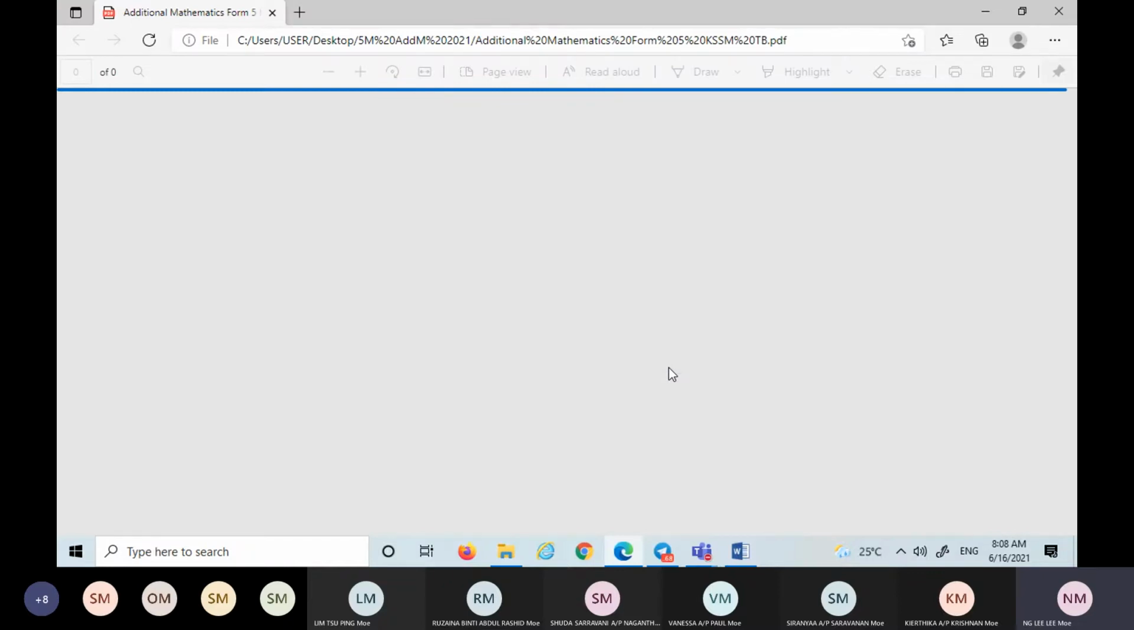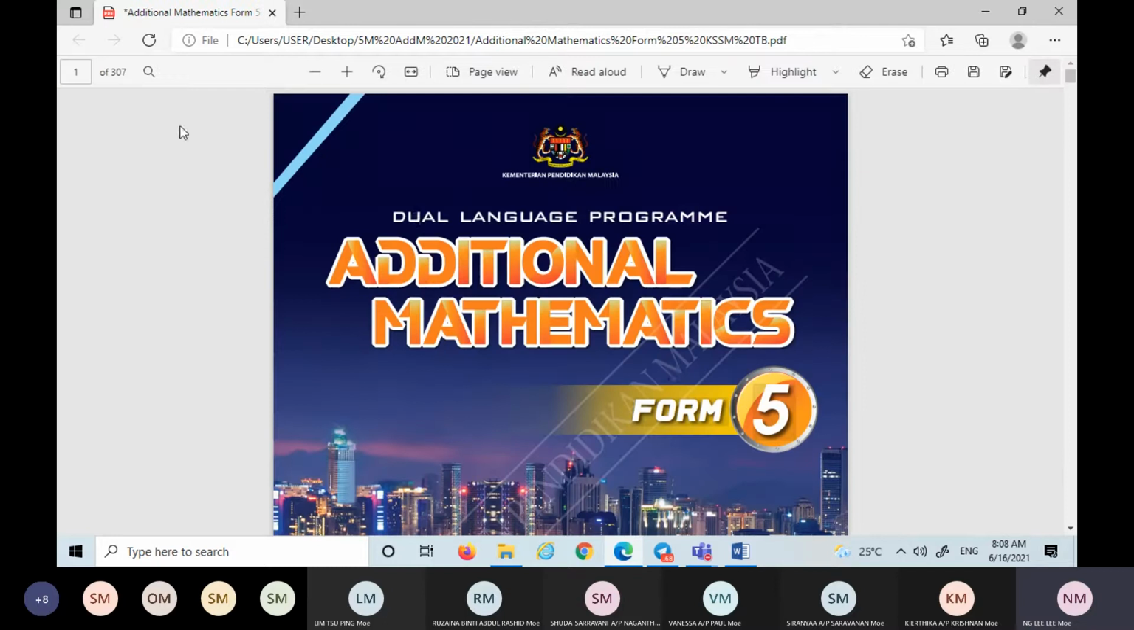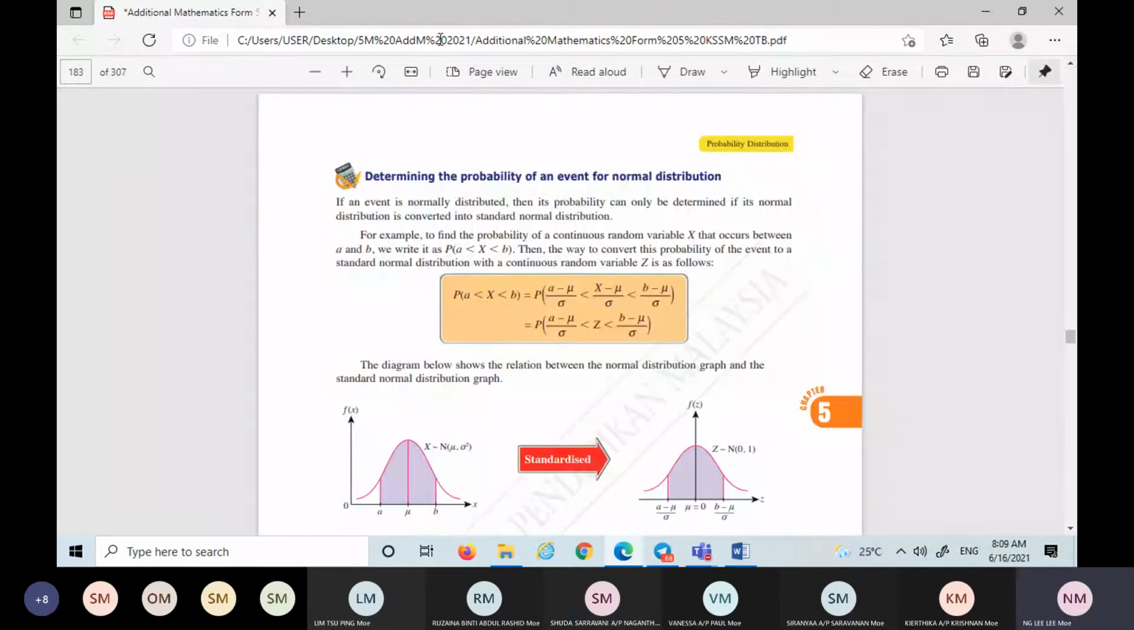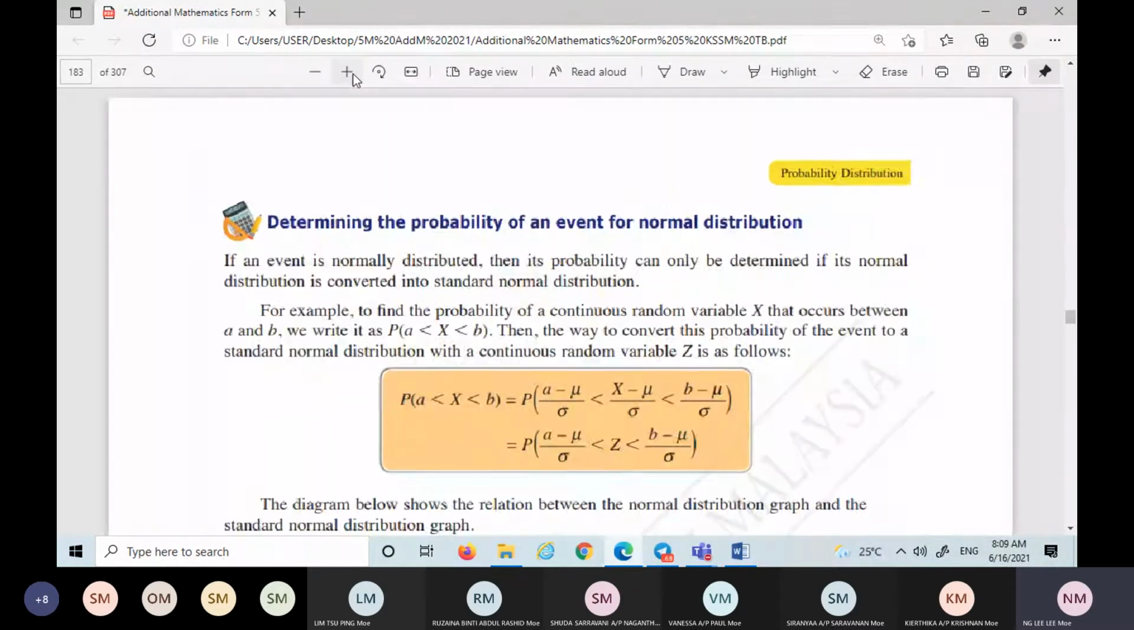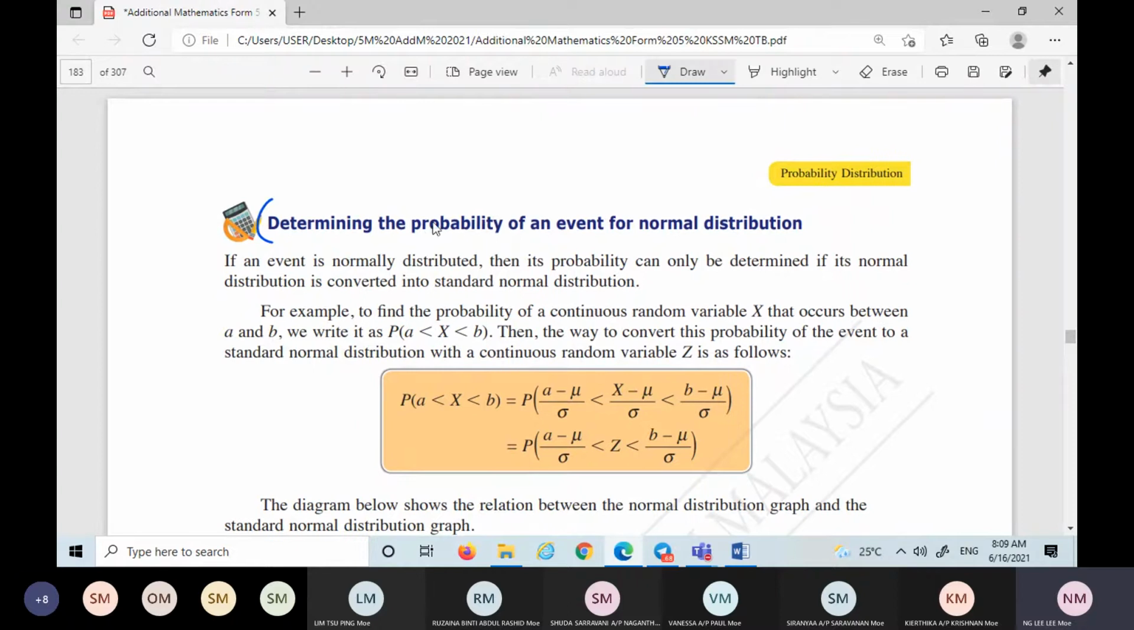If you have a textbook, turn to page 173. Let us continue in the same book. So this is your index for today. That means the probability of an event. So today is 16.